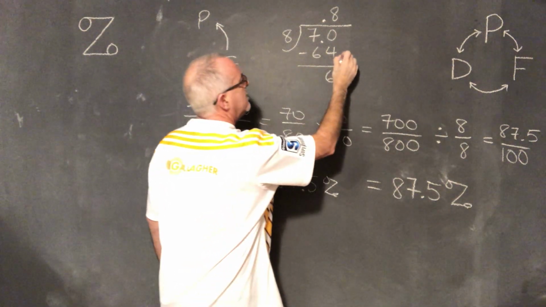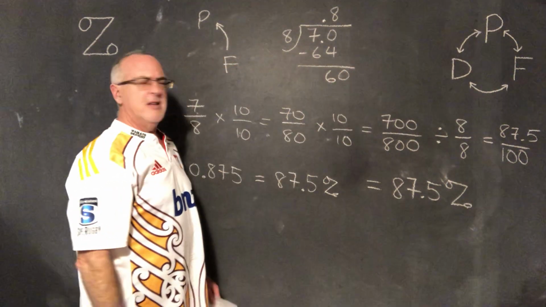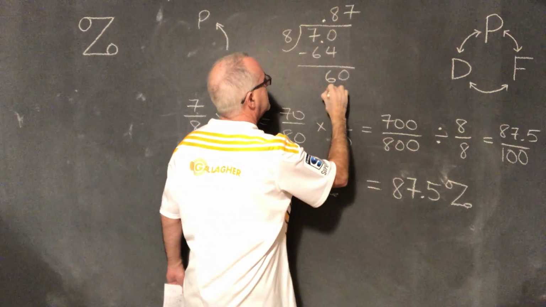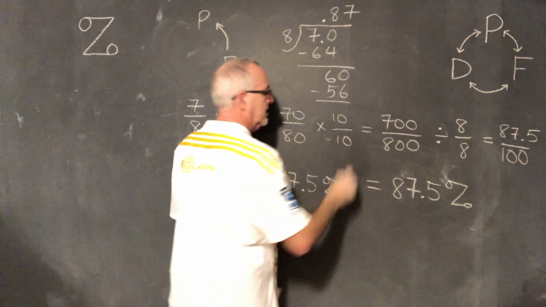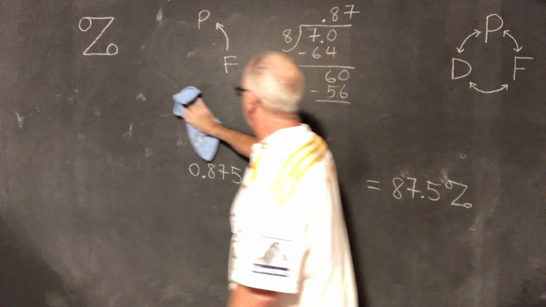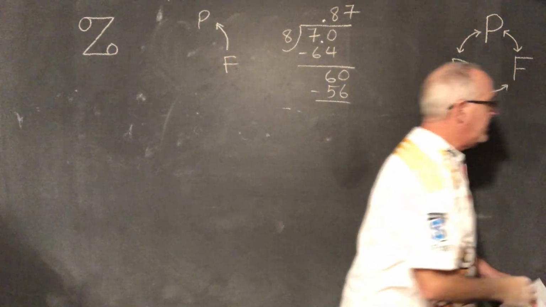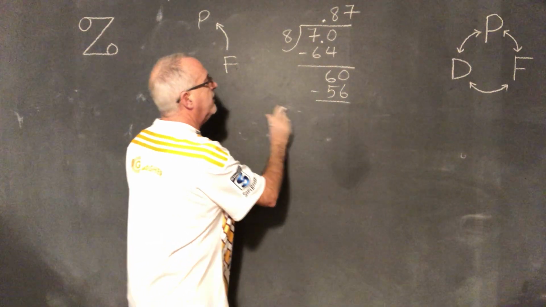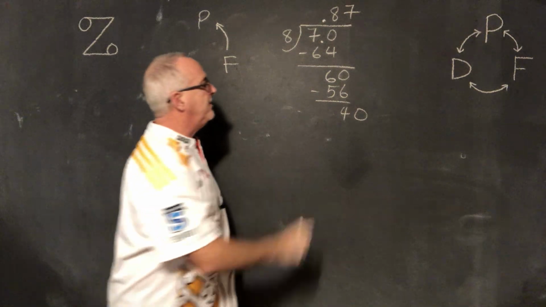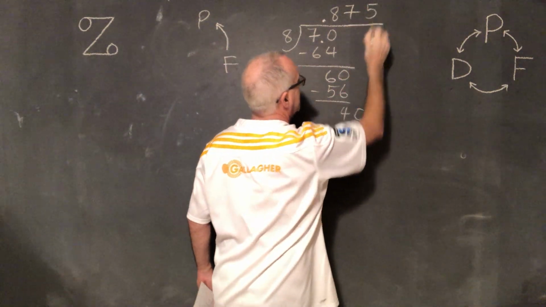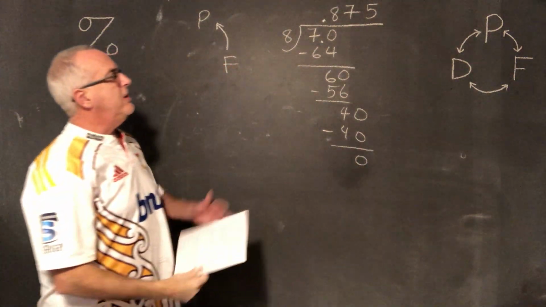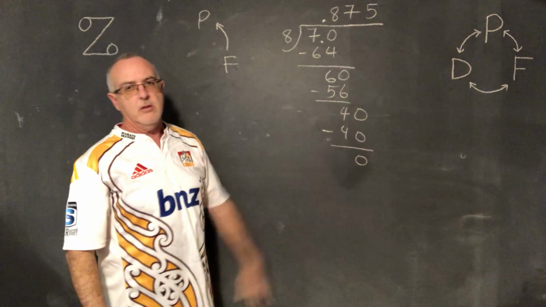Okay, I need another 0. How many times does 8 fit into 60? 8 times 7 is 56. I'm running out of room, so I'm going to erase this, even though I really didn't want to erase it. And 60 minus 56 is 4. Not finished, I need another decimal, but 8 fits into 40 a beautiful 5 times. And I'm back to the same place I would have been if I used the calculator, it just took longer.